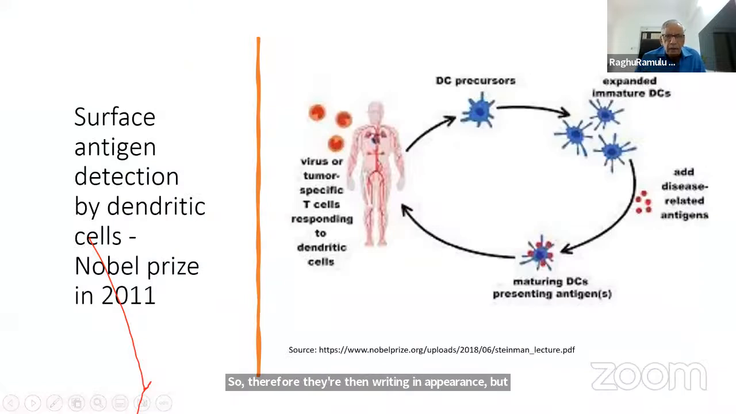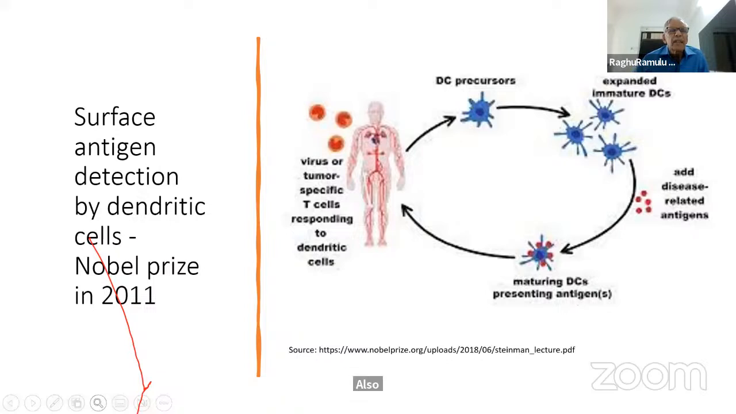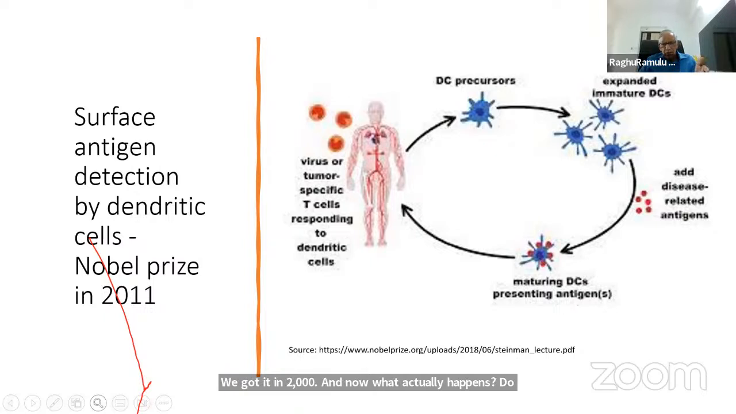This slide shows surface antigen detection by dendritic cells. The Nobel Prize was awarded in 2011. Now, what actually happens in surface antigen detection? This was reported with the Nobel Prize in 2011, but the research was carried out maybe in the 1980s, 1990s, etc. And this Nobel Prize was given to 3 scientists. One of them was Steinman, who described the actual pathway. Whenever the infections are prevalent on the surface of the body, they are detected by means of dendritic cells, which is shown on the screen.